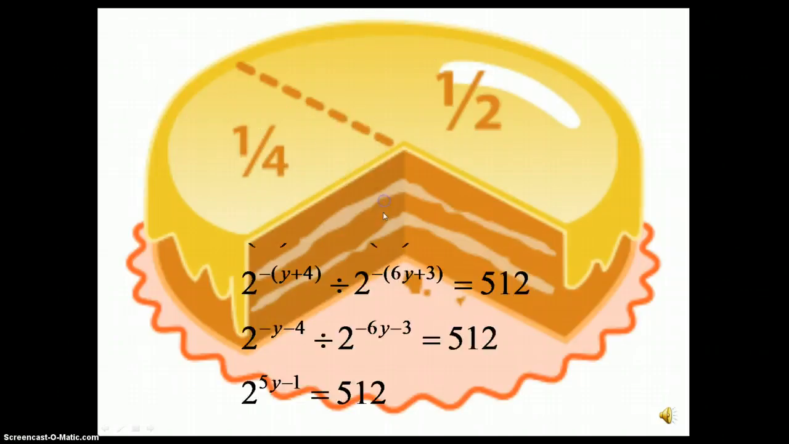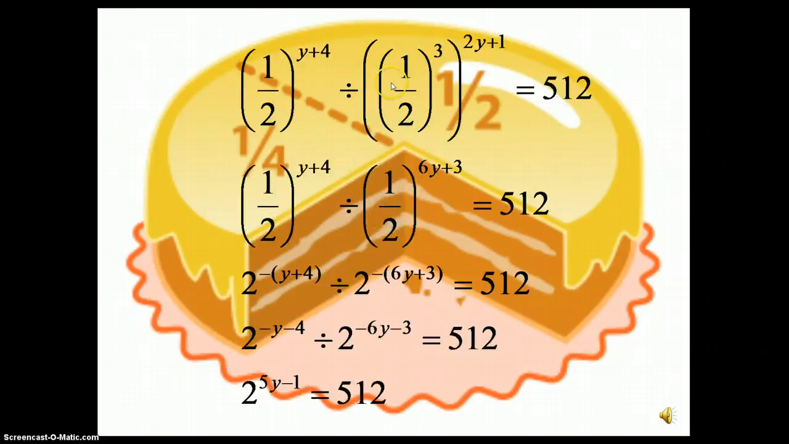Now the first thing we need to recognise is that an eighth can be written as a half to the power of 3, and then if we have something in a bracket to a power outside the bracket and there's a power inside the bracket, then we can just times those powers together. So we're going to end up with (1/2)^(y+4) divided by (1/2)^(3 times 2y, which is 6y, and 3 times 1, which is plus 3), equals 512.